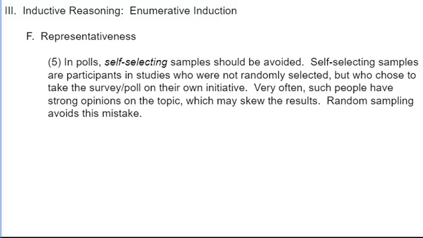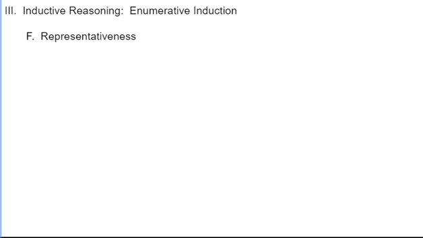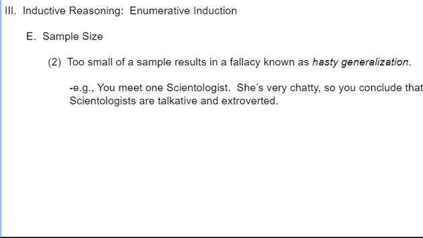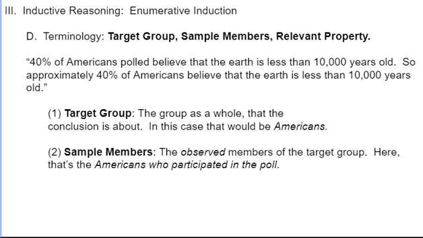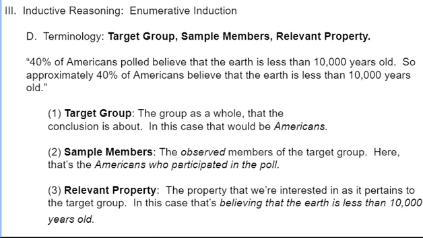Okay, so what I was about to say is summing up enumerative induction. Basically, you want to know this right here, okay? Target group, sample members, relevant property. Okay, that's pretty easy. Target group, right, the whole group that you're talking about. You're extrapolating concerning the entire group on the basis of what? On the basis of samples, sample members.